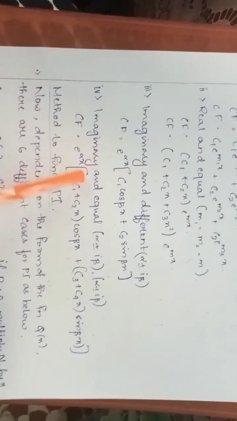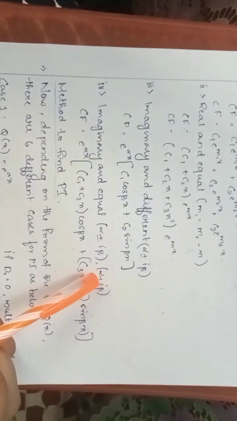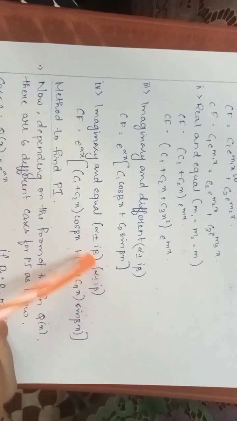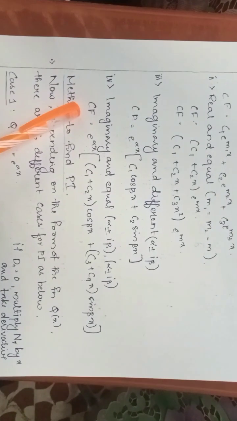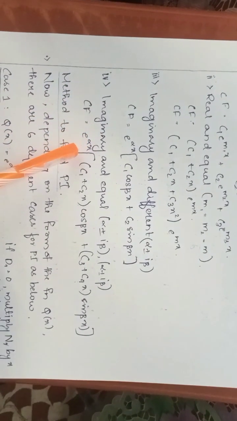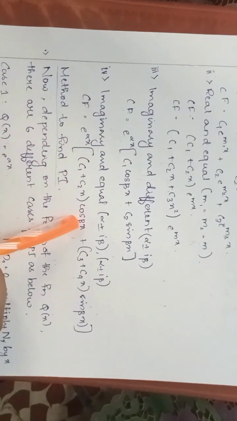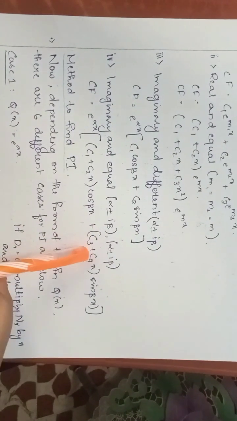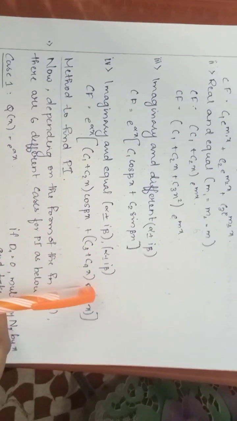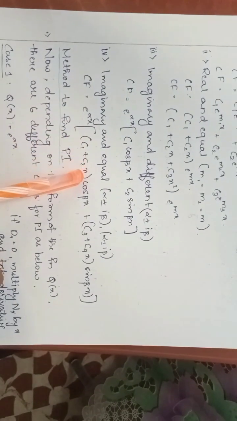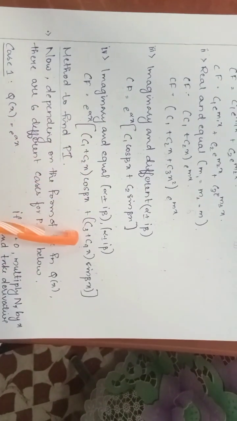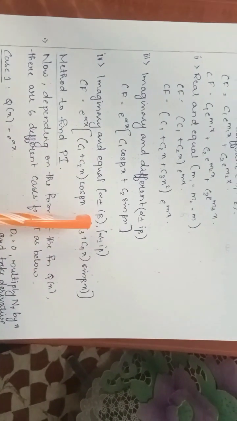If the roots are imaginary and equal, that is alpha plus or minus i beta repeating twice, then the complementary function is e raised to alpha x into c1 plus c2x into cos beta x plus c3 plus c4x into sin beta x.